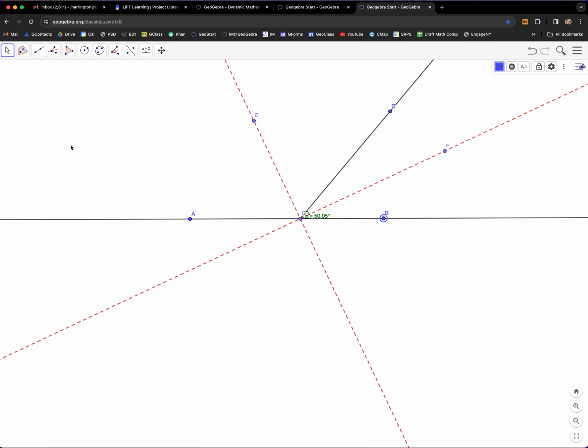That's pretty darn close. I'm calling it. All right. And then what's the rest of this going to be? Well, if this is 50, then this has to be 130. But let's just double check it, right? Here you go. D, C, A.